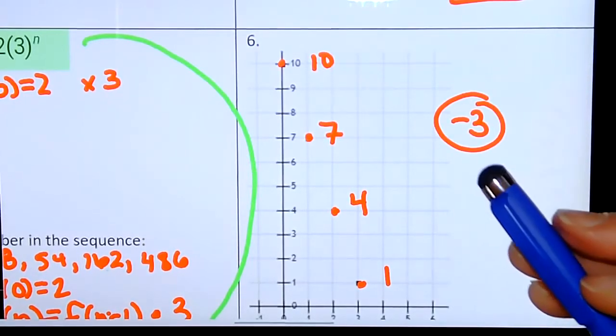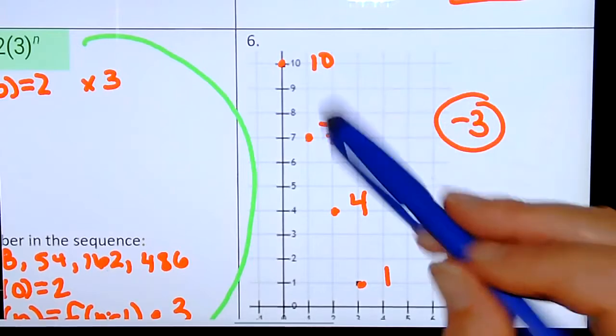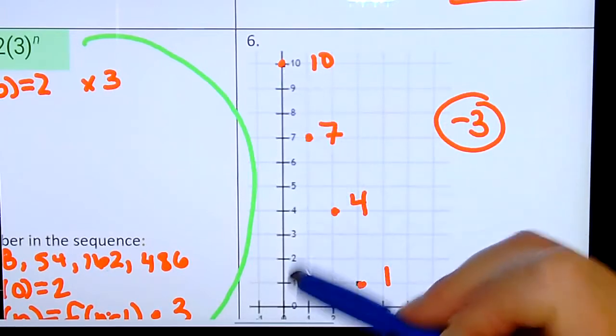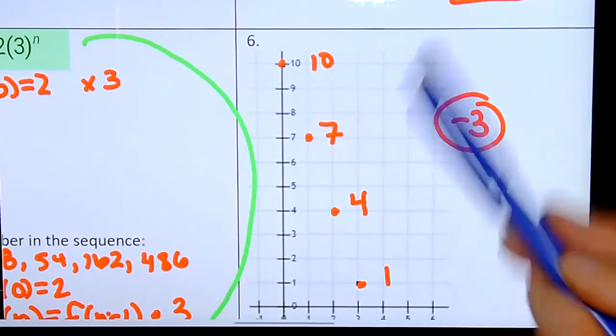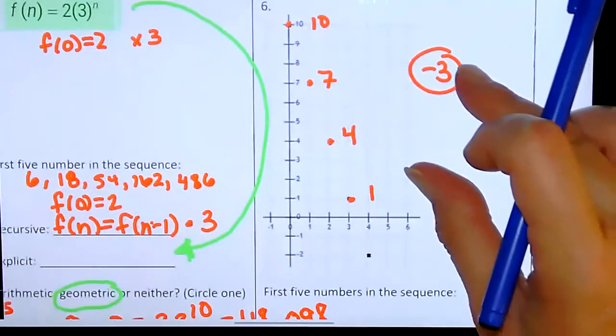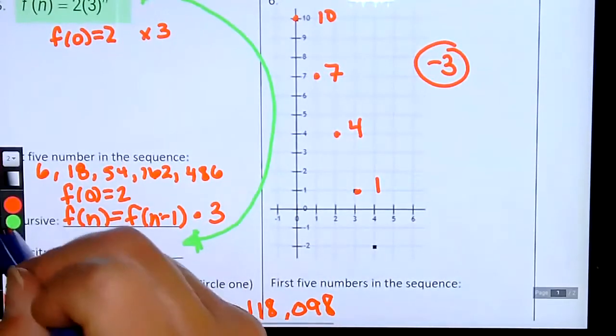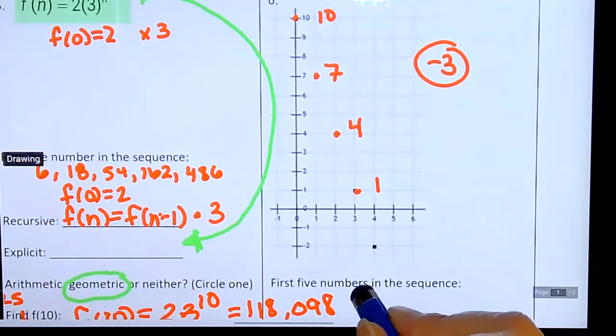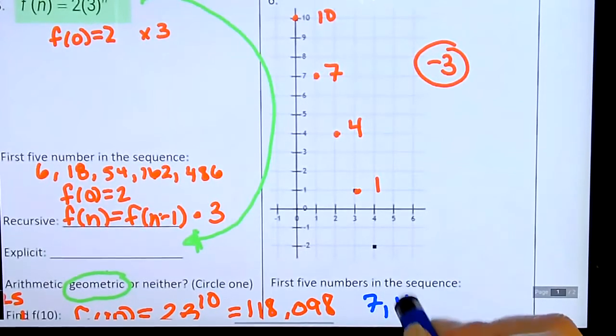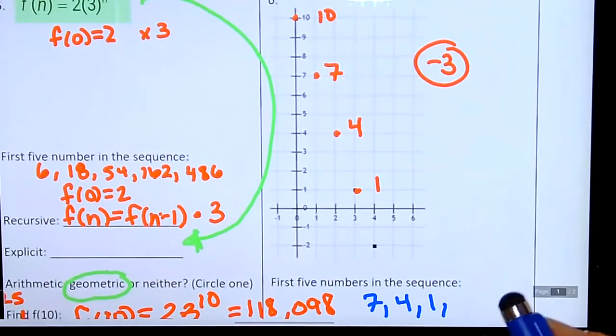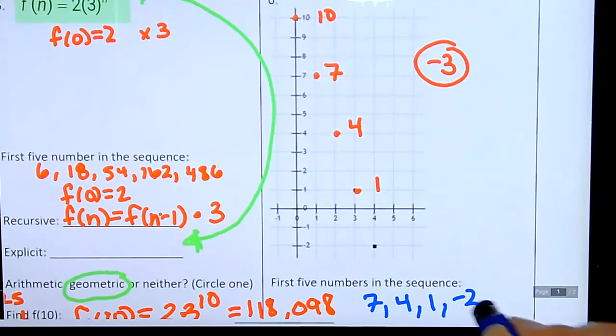And when they ask me to list the first 5 terms, I'm not going to list this 10. That's my 0. I'm going to start with my 1, this one right here. So I'm going to start with 7. I'm going to do this in a different color since I have that number written there. So this is going to be 7, and then 4, and then 1. And then if I subtract 3 from that, -2. And if I subtract 3 from that, -5. Those are the first 5 terms.